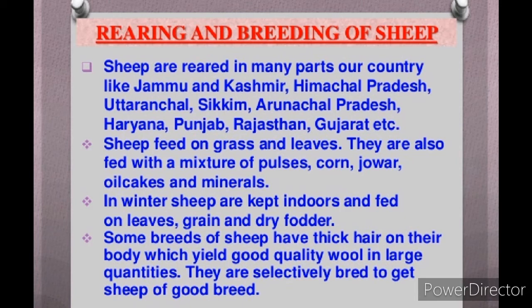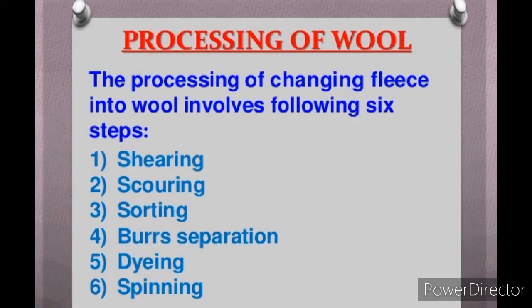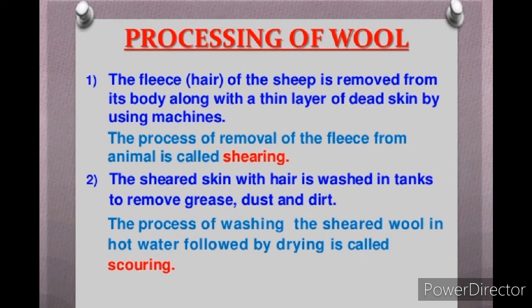Now let's start. Processing of wool. The processing of changing fleece into wool involves 6 steps. So it's not very easy to get wool. It takes a lot of time. The basic processes are: shearing, scouring, sorting, burr separation, dyeing, and spinning. Now, the first is shearing. The fleece of the sheep is removed from its body along with a thin layer of dead skin by using machines. The process of removal of fleece from an animal is called shearing.